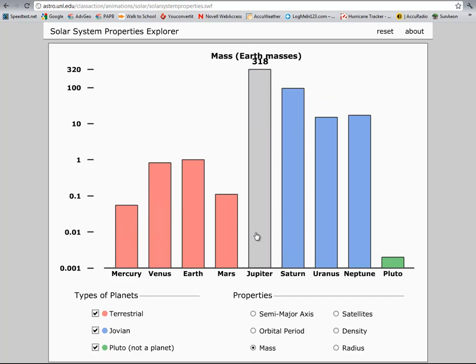Mass, by far, Jupiter is the most massive. You can see Earth is 1, and Jupiter is almost 320 Earth masses. You can see the Jovian planets are pretty massive compared to the terrestrials. And you can see poor little Pluto with only about 2,000ths of an Earth mass.